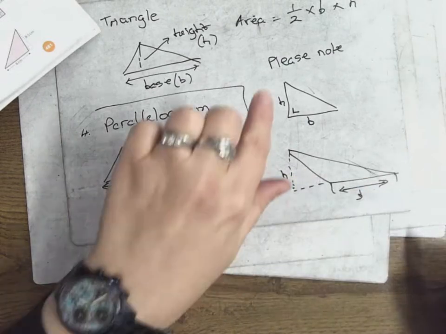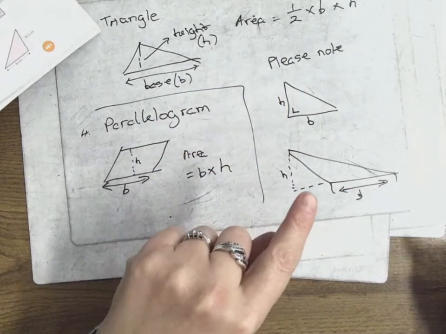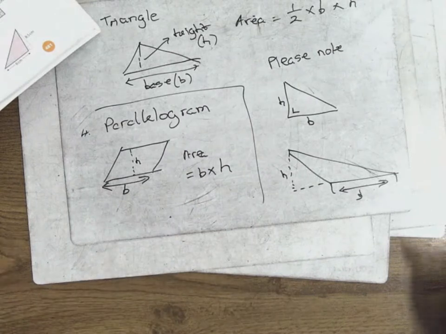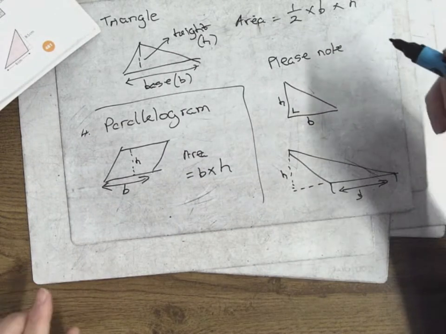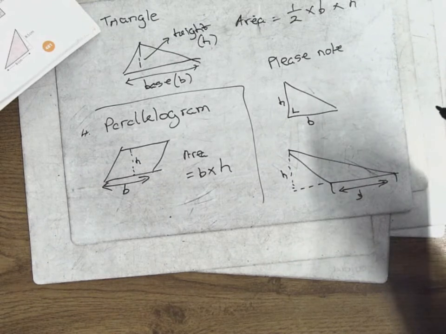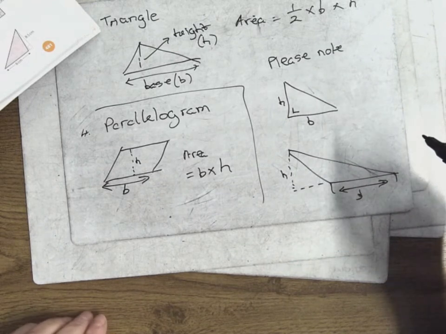I forgot, I never mentioned perimeter of a triangle, girls. There's no formula, you just add up the three sides. Okay, so I didn't mention perimeter of a triangle, you just add up the three sides. Okay.